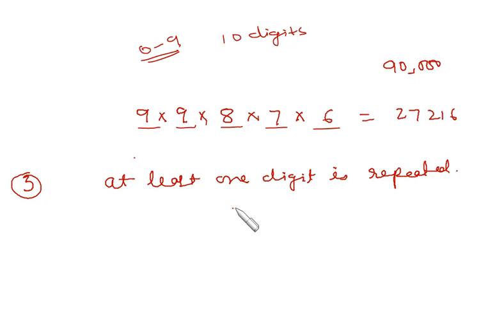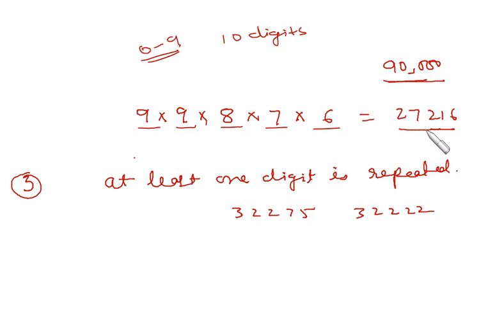There are various options: 3, 2, 2, 7, 5. This is applicable. 3, 2, 2, 2, 2. This is applicable. So a good number of numbers are there, so we cannot calculate them manually. Now, how do we approach this problem? See, in all, how many 5-digit numbers do we have? 90,000. Right? Now we have 90,000 5-digit numbers, and we have 27216 5-digit numbers when there is no repetition, right?